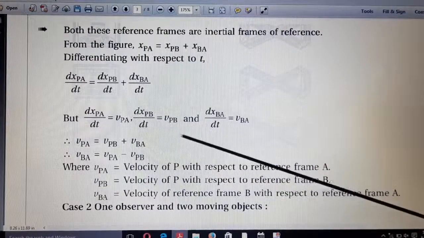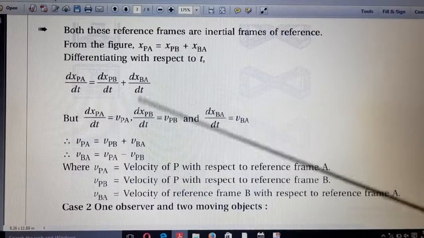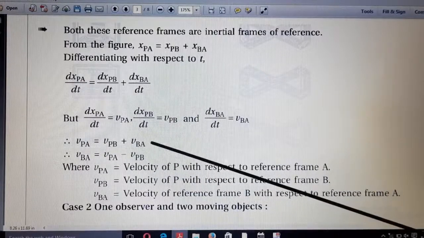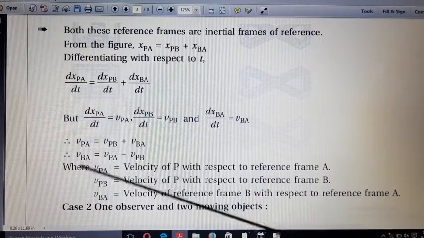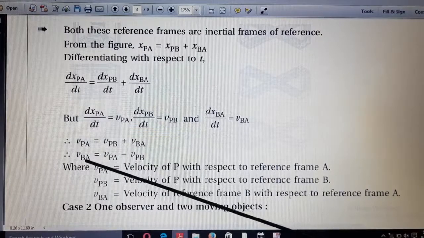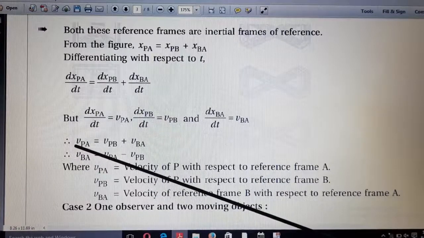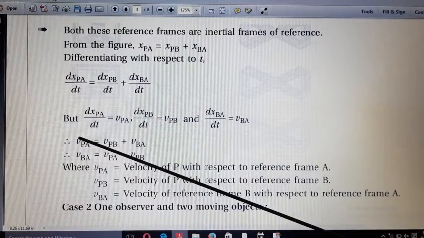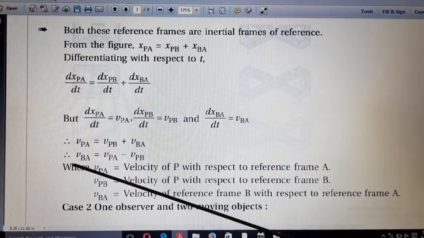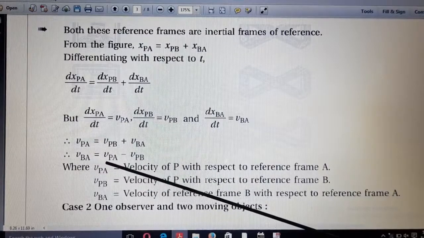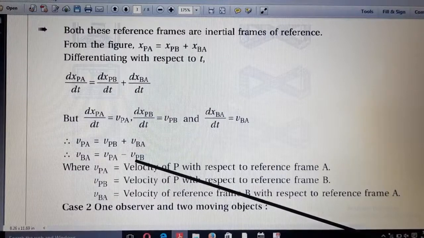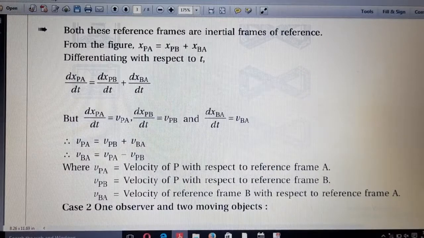All these values are substituted in this equation, so we get this equation. Now suppose VPA is moved to the left hand side, and VBA to the right hand side. Means VBA is equal to VPA minus VPB. This is the equation of the relative motion.